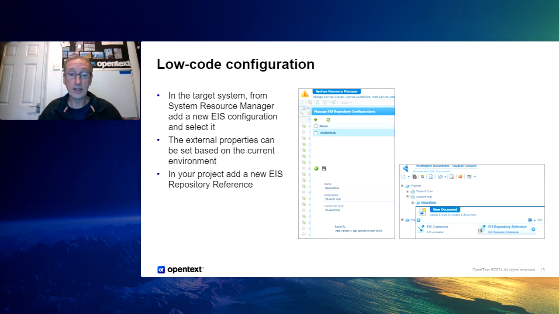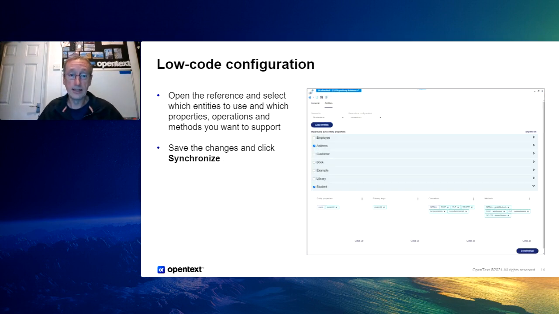And then in your project, you say, I want to use this ICE connector, and it allows you to then load those entities. And you'll see here on the screen, we've loaded the entities from the external system, and it's come back with a list of employee, address, customer. And I've selected the address and the student because I know there's a relationship between those two things.